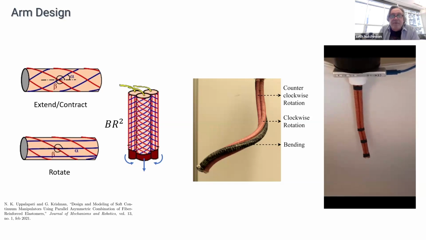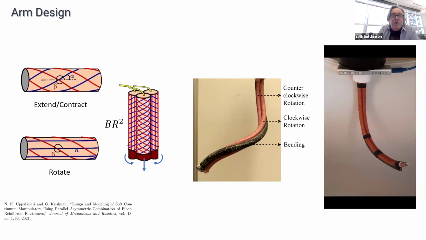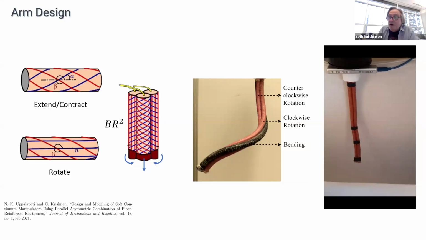So you can see two examples on the left, a particular kind of crossing angle that causes the mechanism to extend or contract when you change the air pressure. And at the bottom, you see a wrapping pattern that causes the mechanism to rotate. And then on the far right, you see a video that shows this robot moving around.